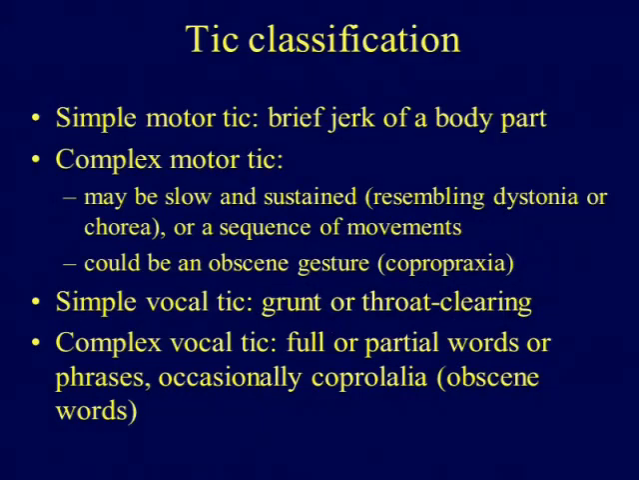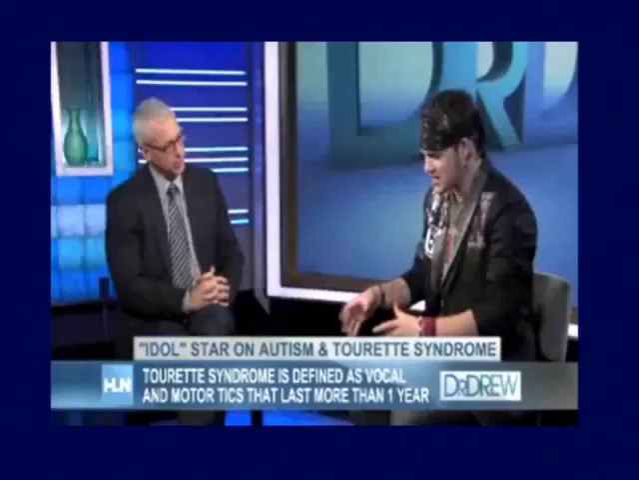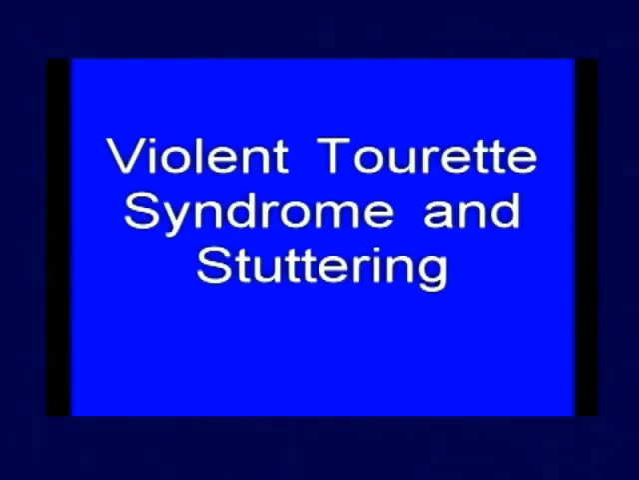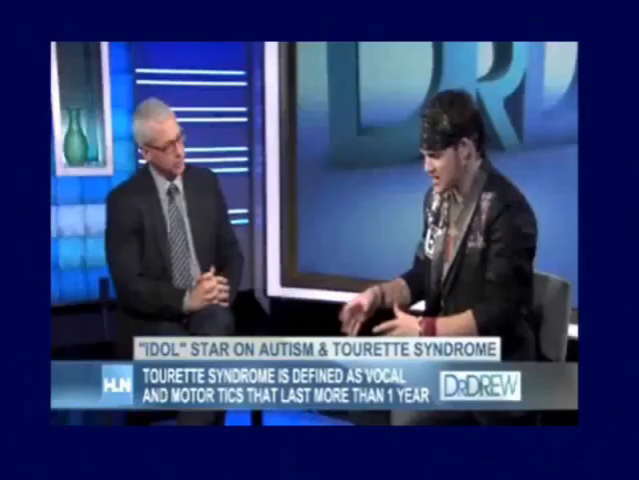So a simple motor tic would be a brief jerk of a body part. The complex motor tic can be a dystonic tic, or it can be even showing the finger to somebody. It would be a series of repetitive movements or something like that. And a simple vocal tic would be just a grunt or a throat clearing sound. And a complex vocal tic can be any combination of words, even swear words, and that's called coprolalia. Let me show you this one.